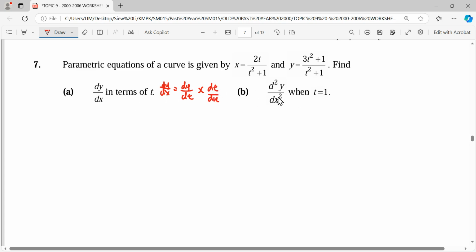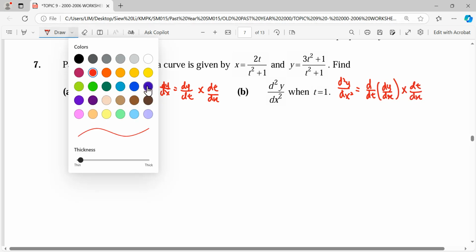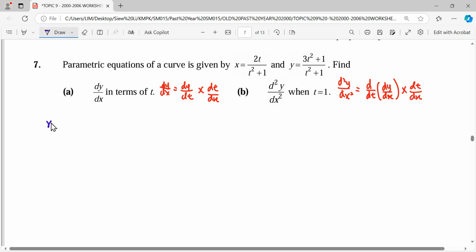And d²y/dx² when t equals 1. d²y/dx² can be obtained by differentiating dy/dx with respect to t and then multiplying by dt/dx. So from the x equation, it is 2t over t squared plus 1.